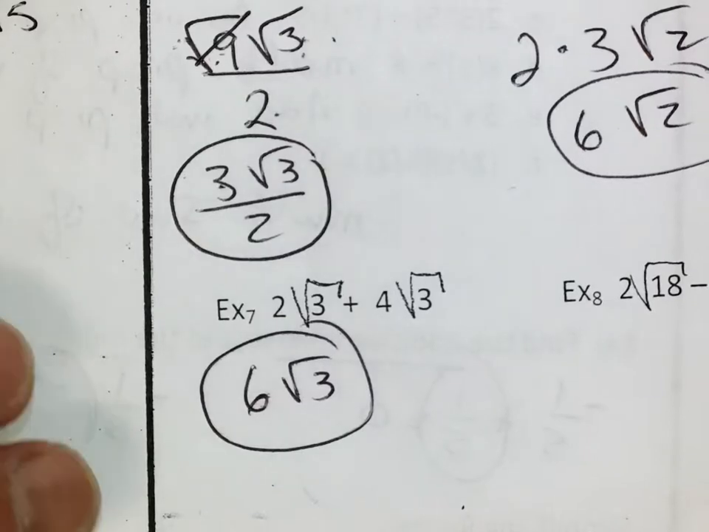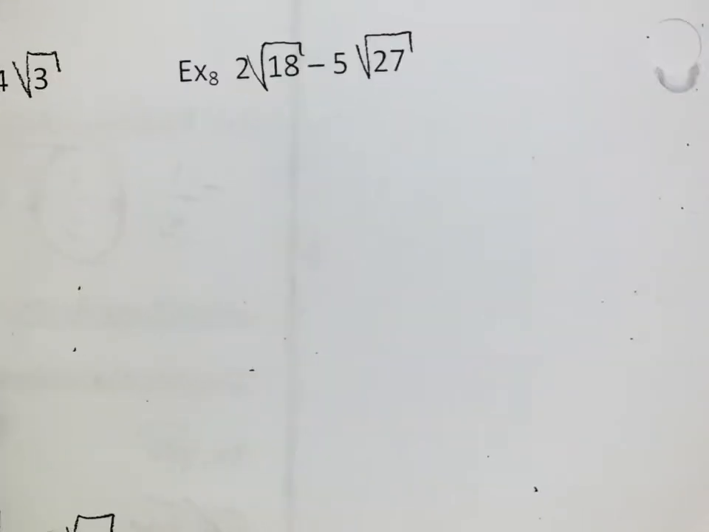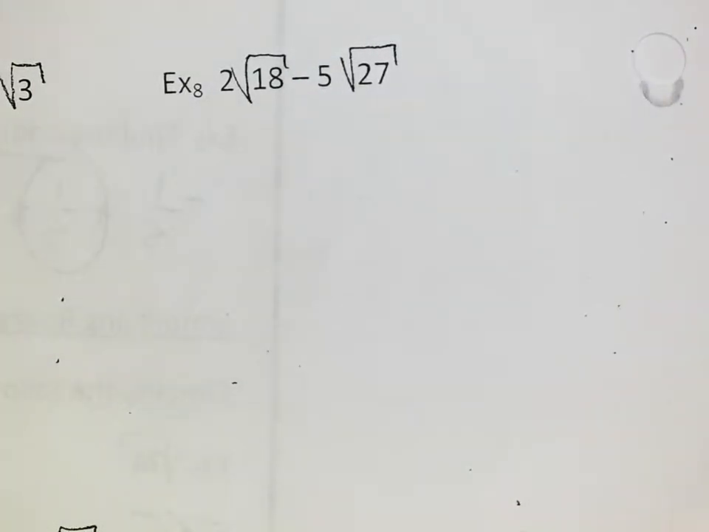Now let's look at example 8. So when I first look at example 8, I'm thinking I can't add them, right? Can't. But what if we break them down? What if we reduce them individually? And maybe by some miracle, we'll have something that can be added, okay? What do you think? Should we give it a try? All right, so let's take a look at the 18.